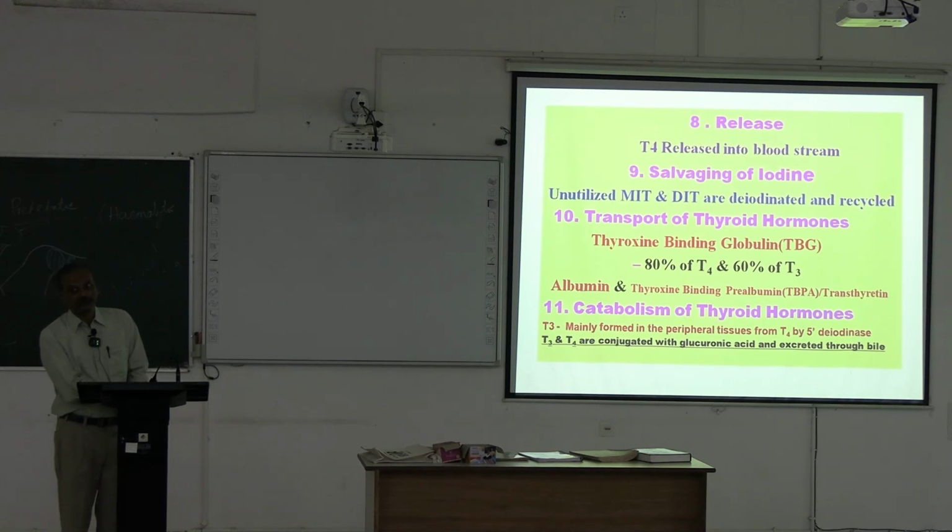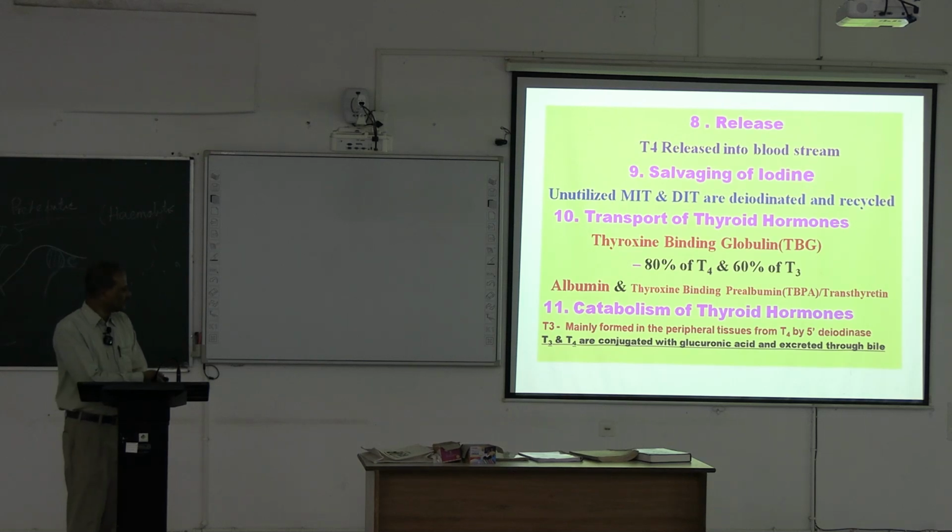Similarly, in nephrotic syndrome, TBG level is lowered. So there will be decreased total T3 and total T4, but FT3 and FT4 will be normal. So functionally, there will not be hyperthyroidism or hypothyroidism.